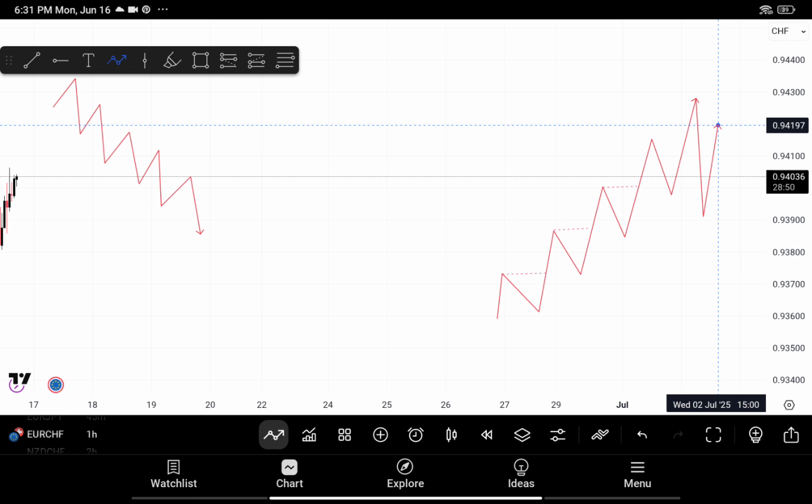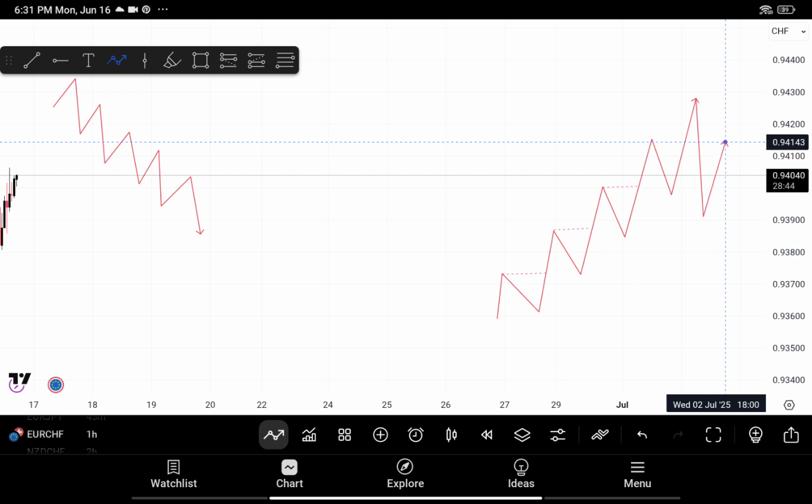So what you do here is, I usually advise people to wait for another confirmation, which serves as the confirmation for a sell setup or a trend reversal: a double break of structure, like this.